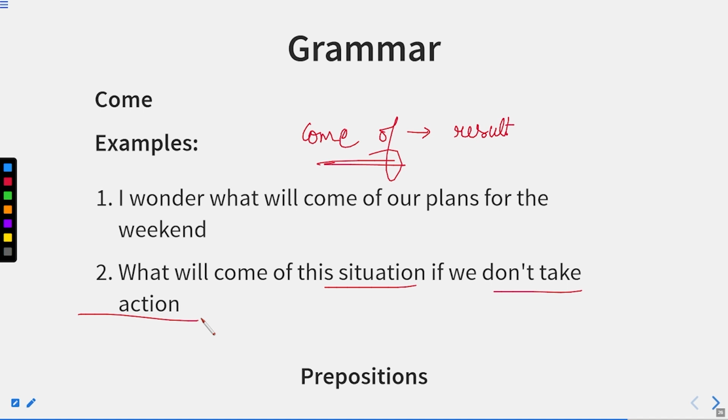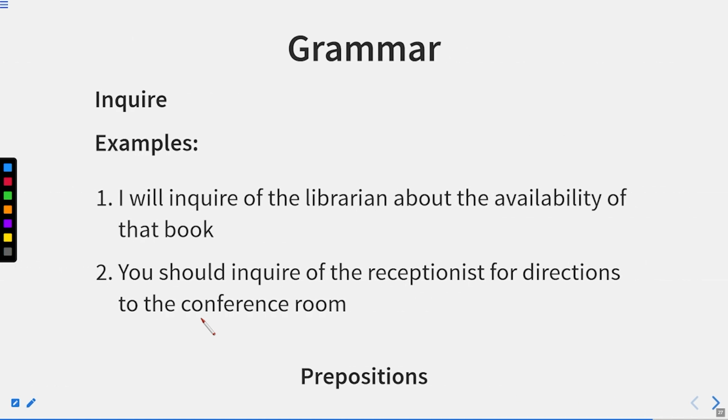Now let us move to the next one. Inquire. So whenever we inquire of something, whenever we ask something, whenever we investigate about something, we use the preposition of. I will inquire of the librarian about the availability of the book. You should inquire of the receptionist for directions to the conference room. So this is how we can use preposition of.